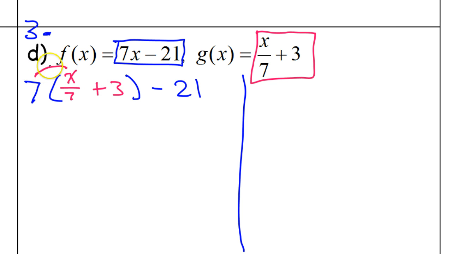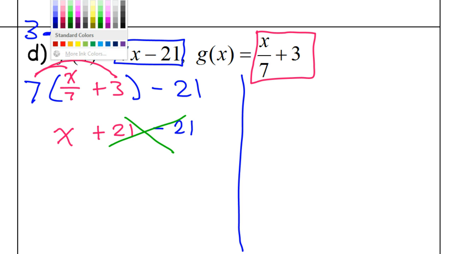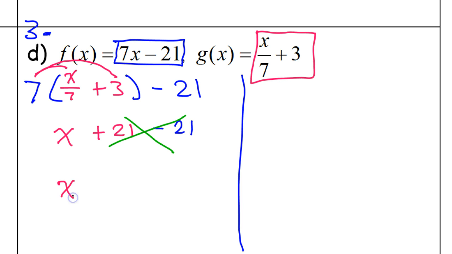When I do the distributive property, then 7 times x over 7, these 7's cancel each other out. So that just leaves x. But then I do 7 times 3, and I get 21. So I bring down the minus 21, and these cancel each other out. So I just have x. So far, so good.